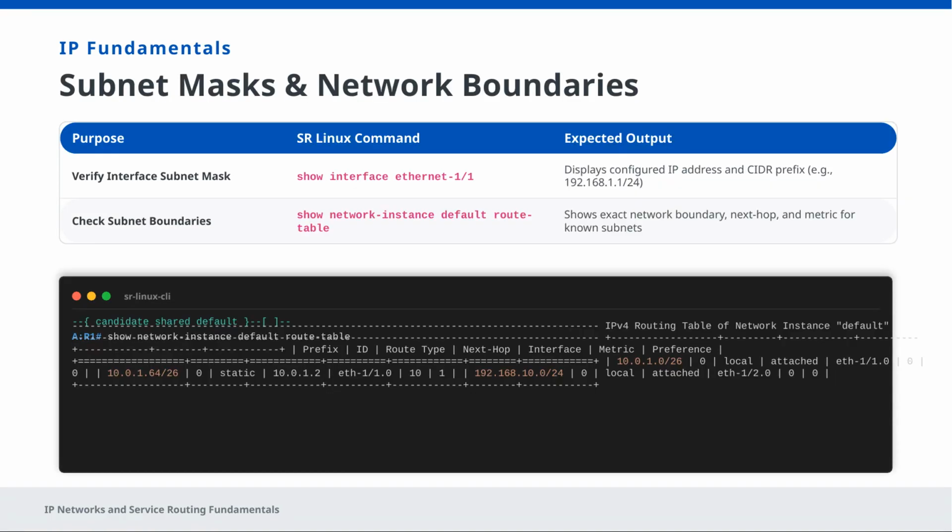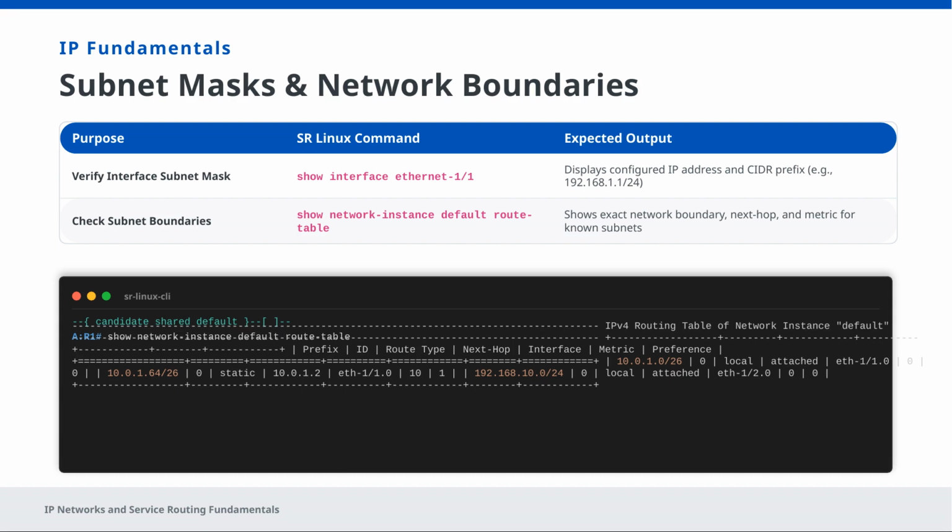Routers forward IP packets using a process called longest prefix match. When multiple routes could match a destination address, the router chooses the most specific route, that is, the one with the longest prefix length. For example, imagine a routing table containing both 10.0.0.0/8 and 10.1.2.0/24. If a packet is destined for 10.1.2.50, both routes technically match, but the /24 route is more specific and therefore wins.